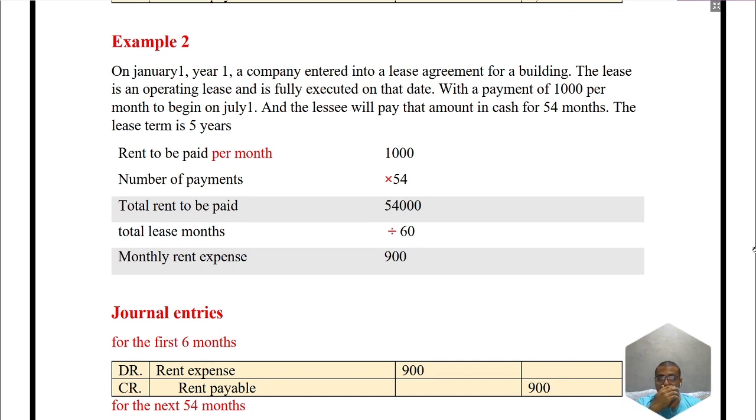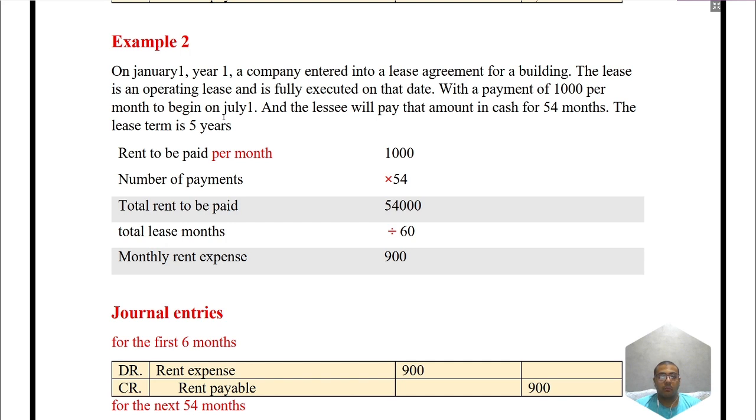Let's see our second example here. On January 1st, year one, a company entered into a lease agreement for a building. The lease is an operating lease. He told you that it's an operating lease and is fully executed on that date. And it means that the lease starts in January, so you're gonna have an expense in January, right? With a payment of $1,000 per month to begin on July 1st. So he's telling you that I'm gonna start paying the cash in July.